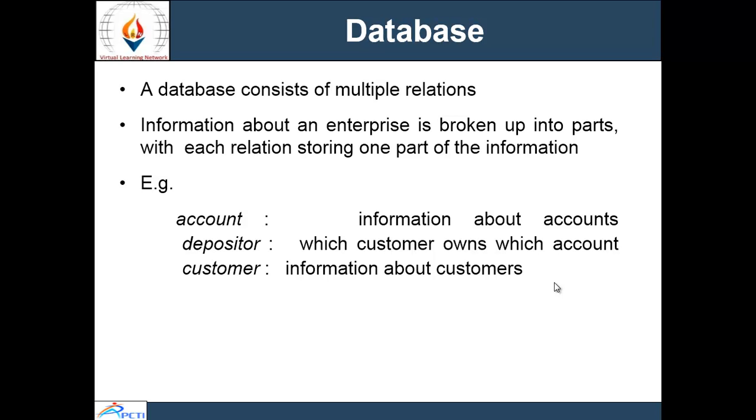Now, a database consists of multiple relations, and information about an enterprise is broken up into different parts, with each relation storing one part of the information. For example, the accounts relation uses the information about accounts. The depositor relation records which customer owns which account, and the customer relation should have information about the customers.